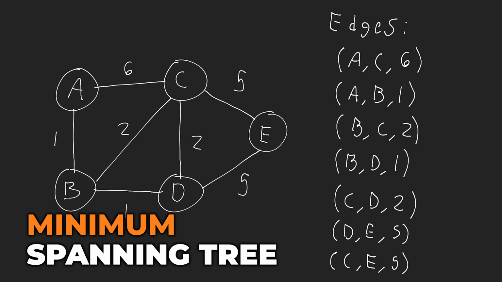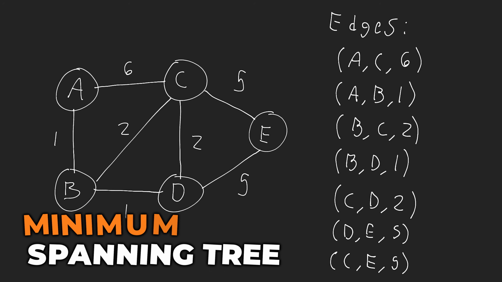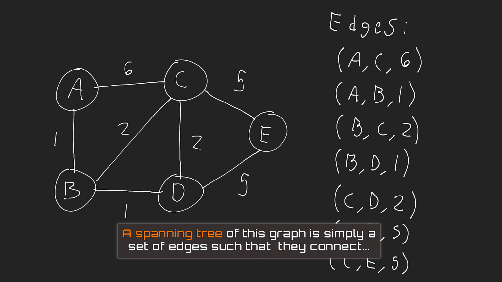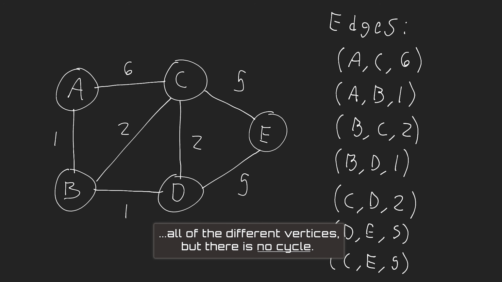Now, what is the minimum spanning tree of this graph? Or what is, first of all, a spanning tree? Well, a spanning tree of this graph is simply a set of edges such that they connect all of the different vertices, but there is no cycle, okay?